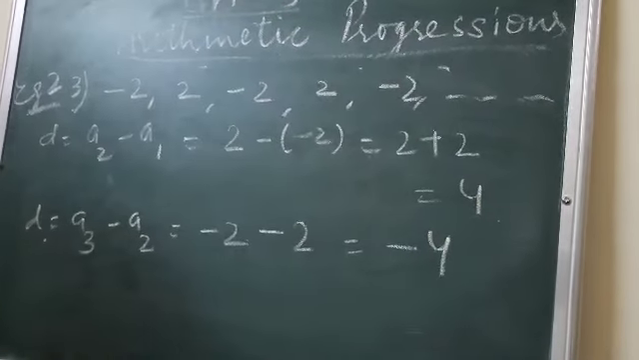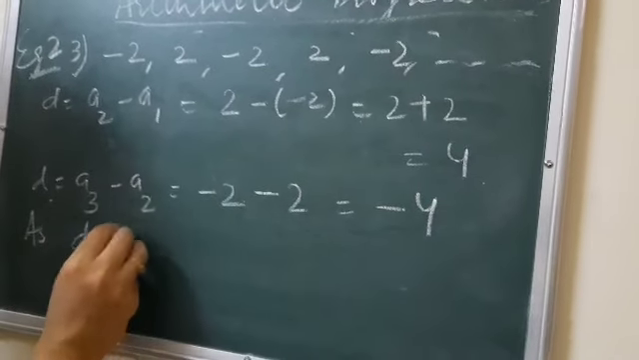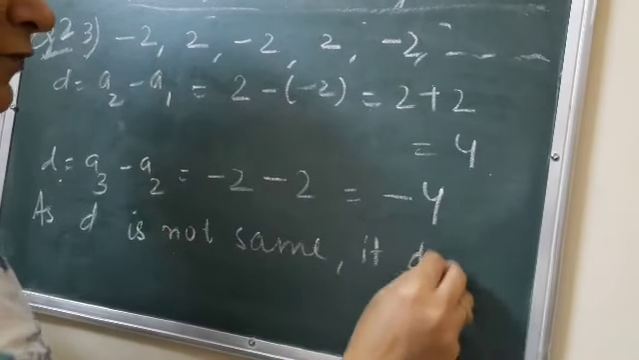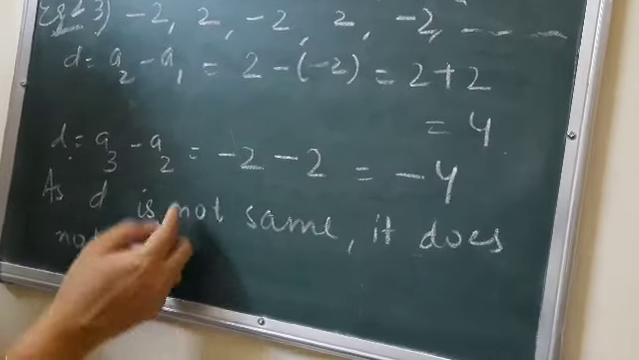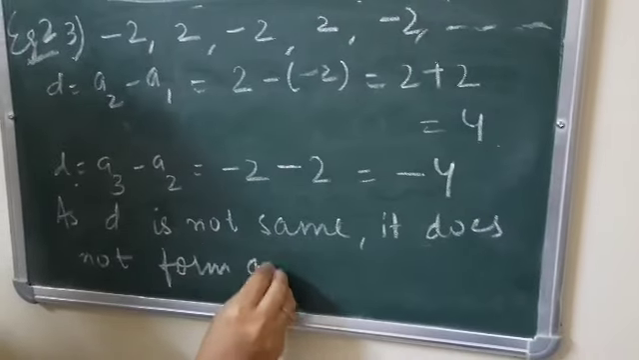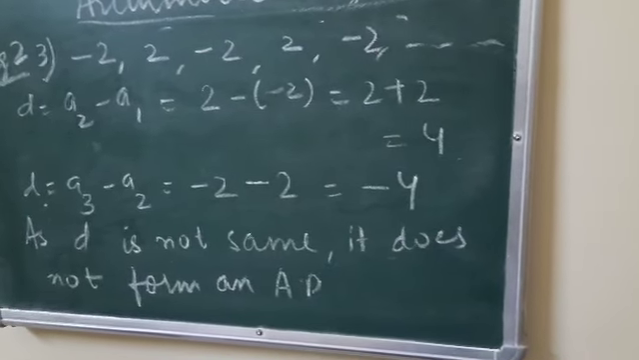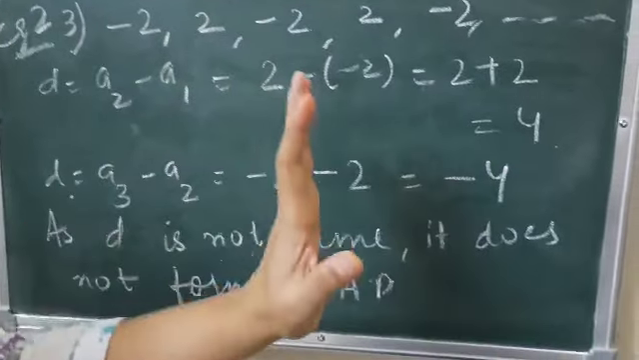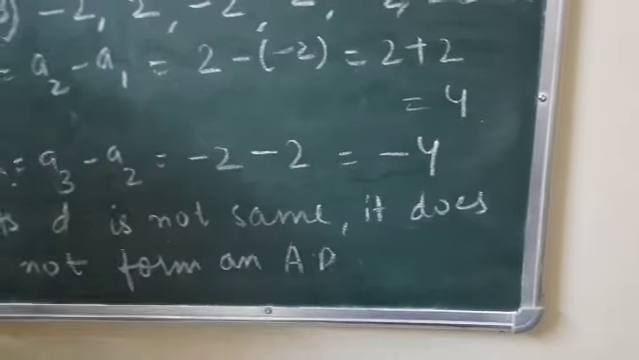Here you can see that the D's are not same. Now as D is not same, it doesn't form an AP. Here, just by finding the second D, in the second case, we have concluded that D's are not same. So we have just written that D is not same, it doesn't form an AP. If whatever numbers are given, you are getting the D's same, you have to check for each and every term. So these were the 2 examples related to exercise 5.1.